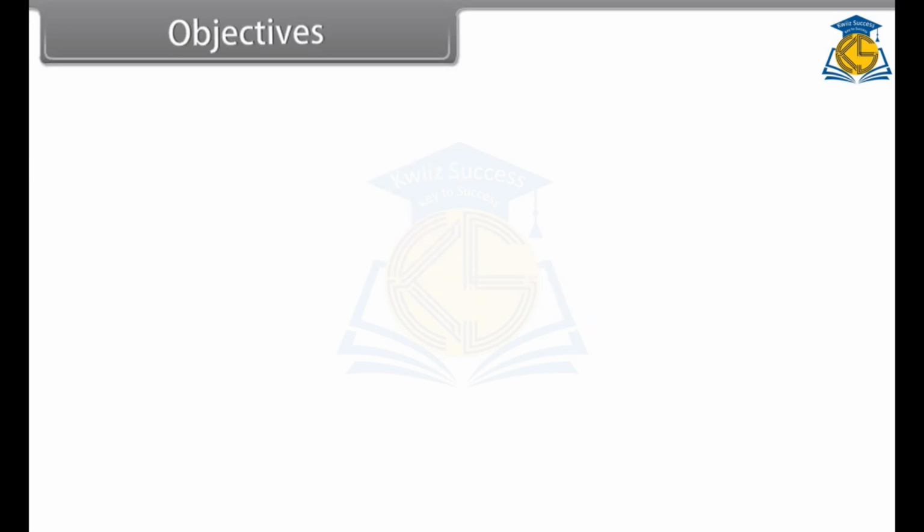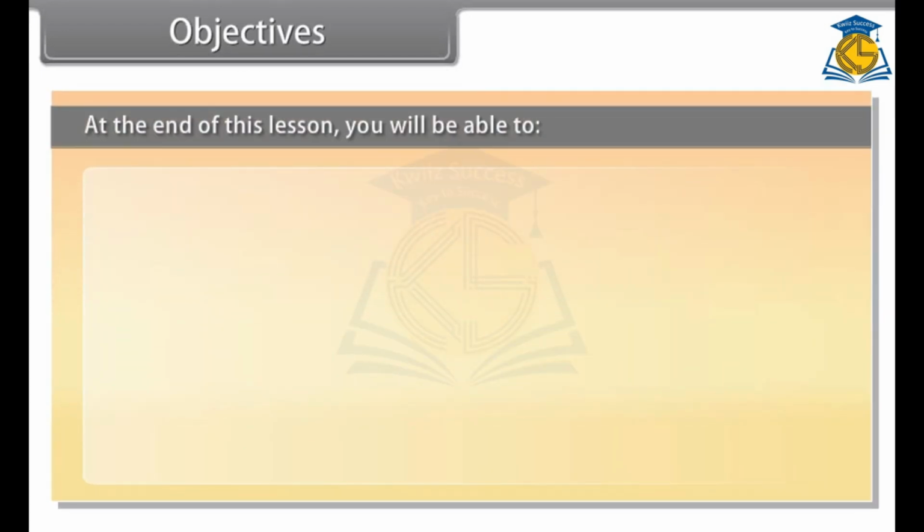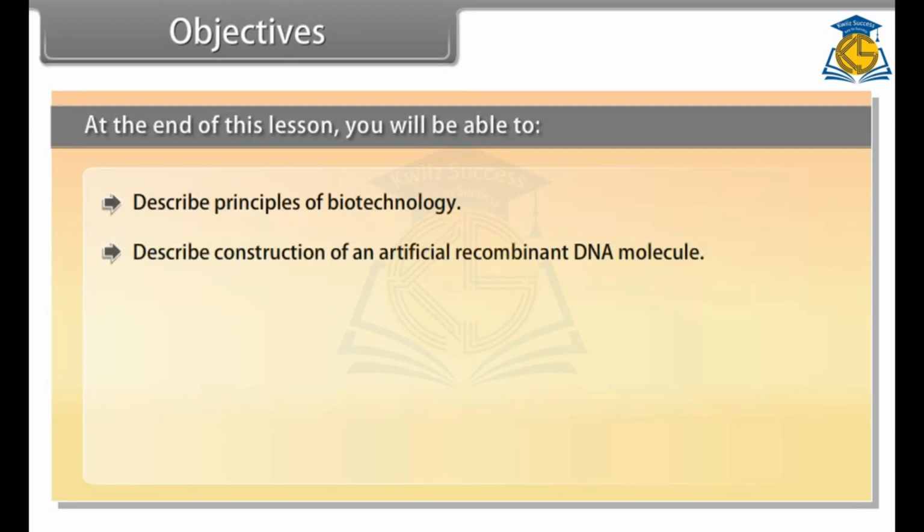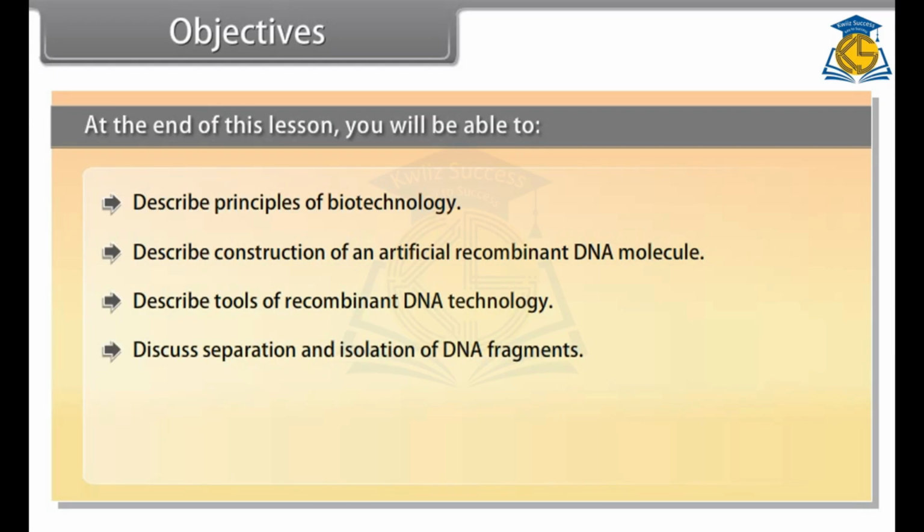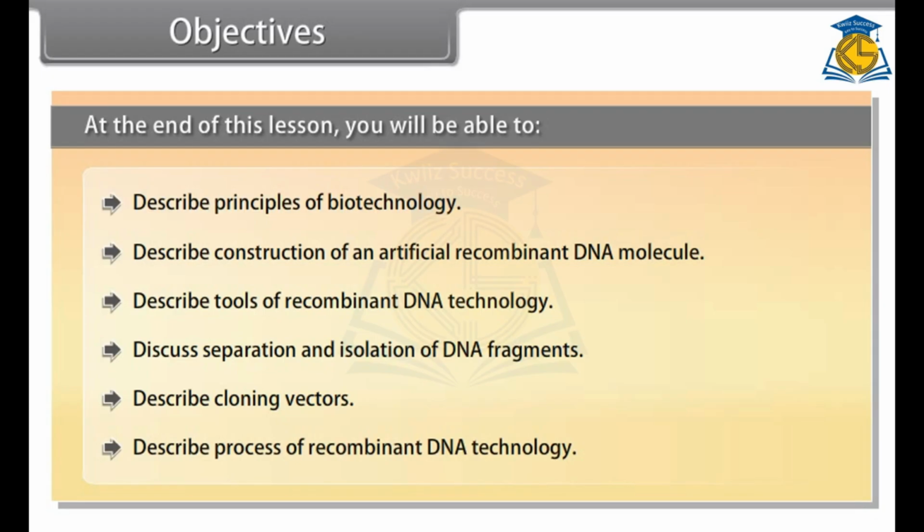Objectives. At the end of this lesson, you'll be able to describe principles of biotechnology, describe construction of an artificial recombinant DNA molecule, describe tools of recombinant DNA technology, discuss separation and isolation of DNA fragments, describe cloning vectors. Describe process of recombinant DNA technology.